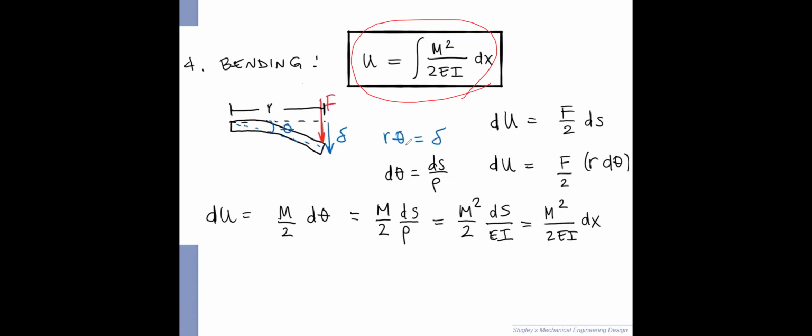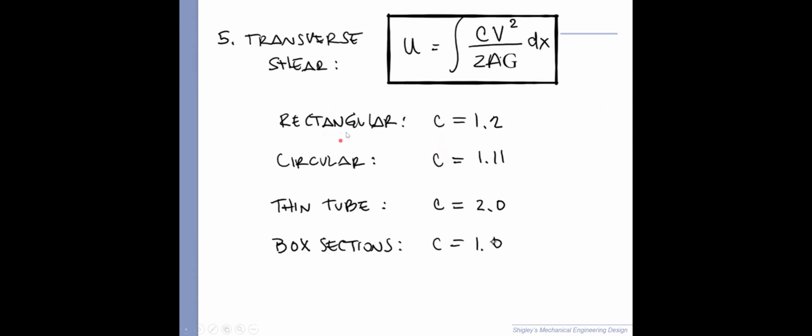I'm gonna skip this process. I think it's not difficult to figure out the energy from the bending loading. Okay, and finally we got the energy for the transverse shear with the shape factor, or say the correction factor, which depends on the different cross sections of these parts or components.